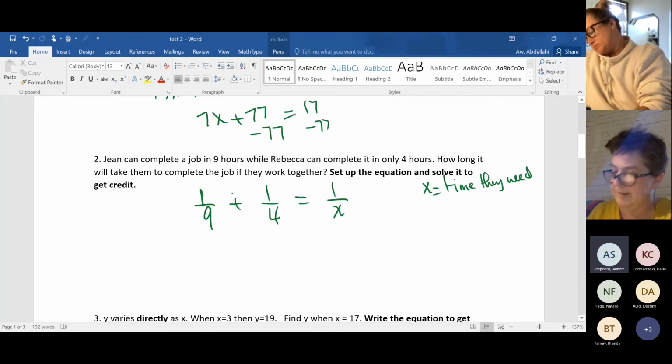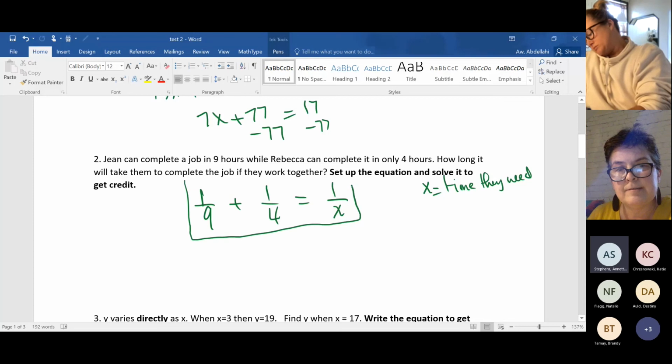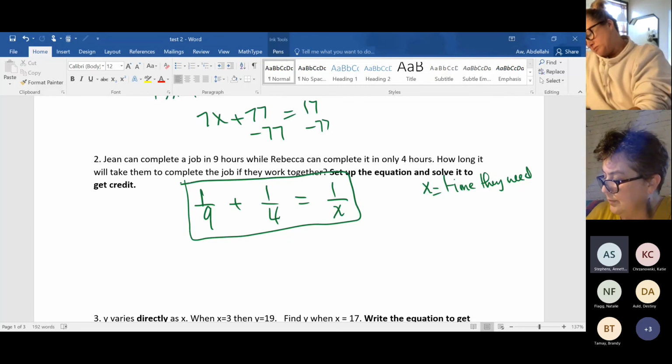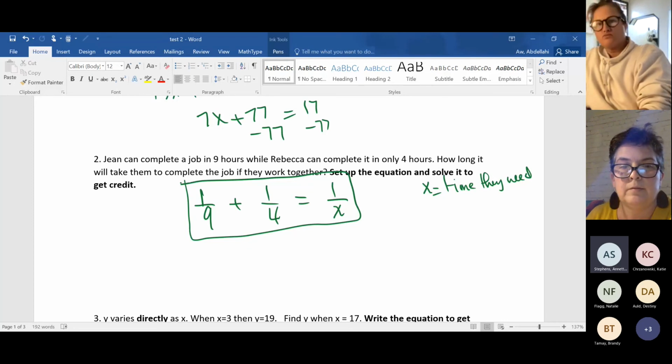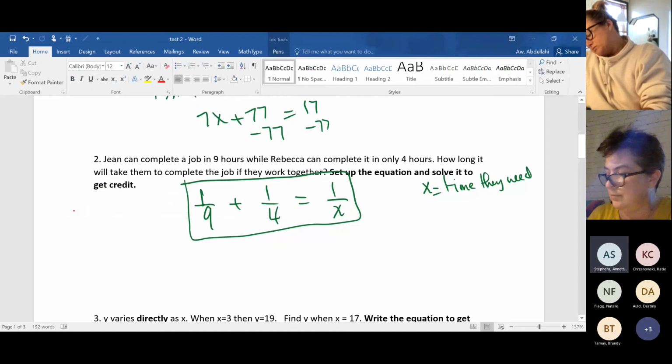If you do remember the equation, it becomes a very easy problem. If you don't remember the equation, it is a hard problem. There's no middle ground. It's either a very easy problem if you remember this equation, or a very hard problem if you don't remember it, right? And now this is my equation, and I just go ahead and solve it. What is the LCD?